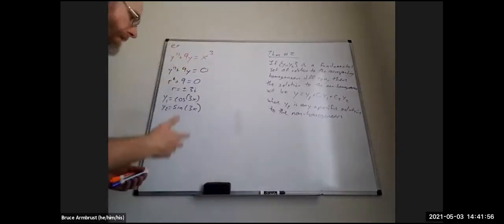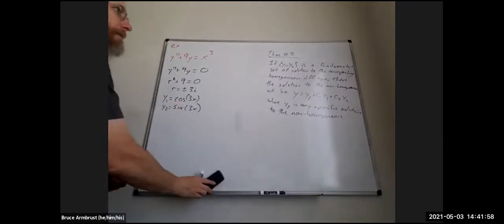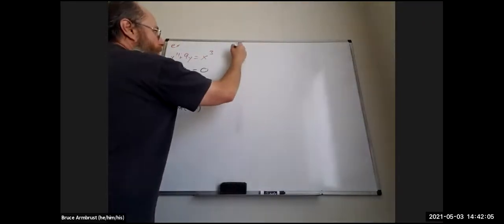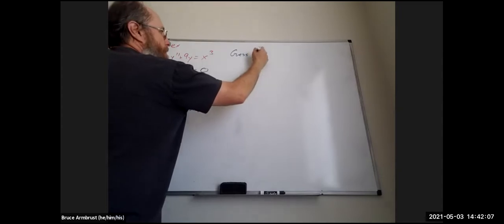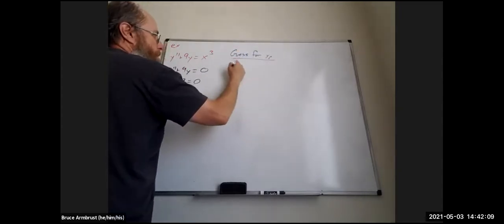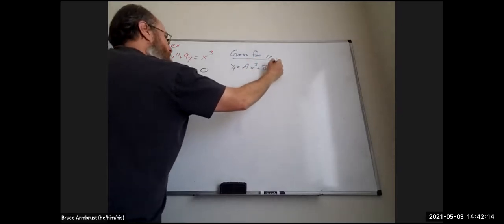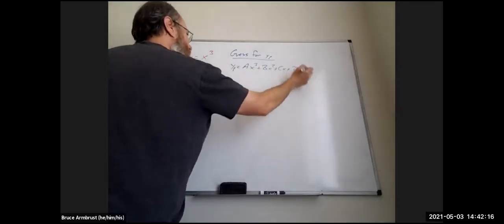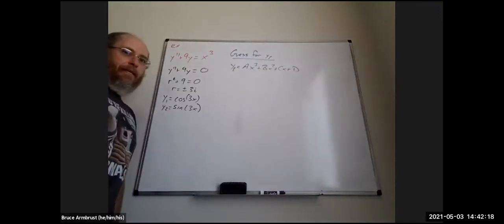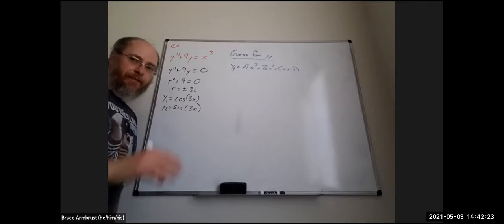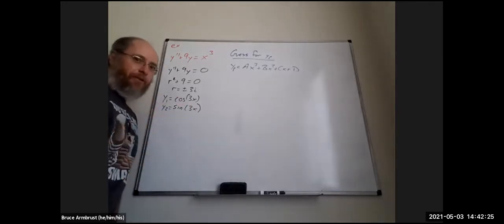Okay, so we're going to make a guess. And here's going to be my guess. I'm going to go just generic, but I'm going to make a guess of yp equals ax cubed plus bx squared plus cx plus d. Generic third degree polynomial.